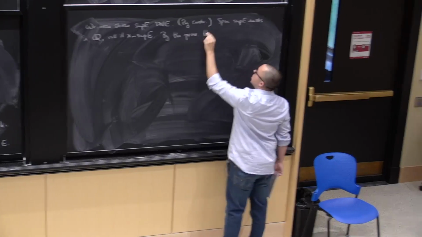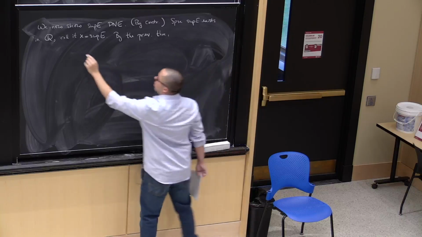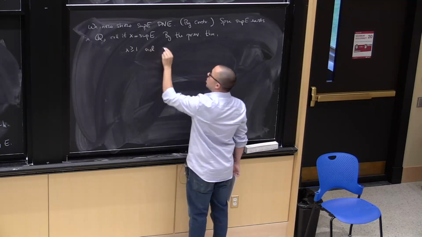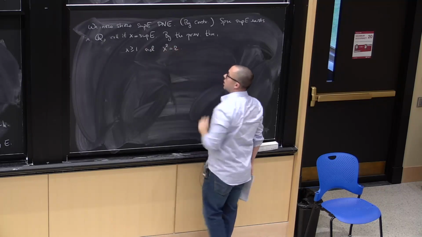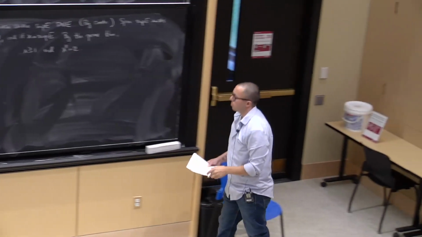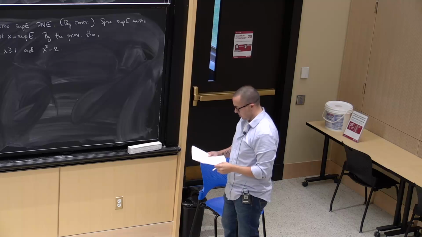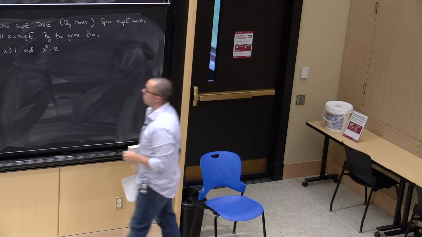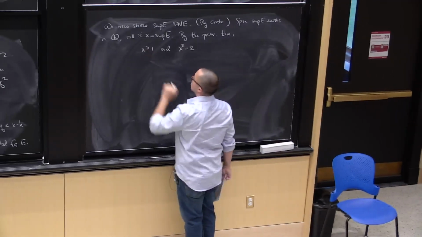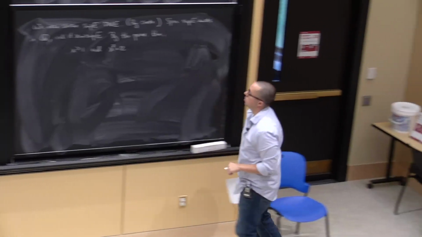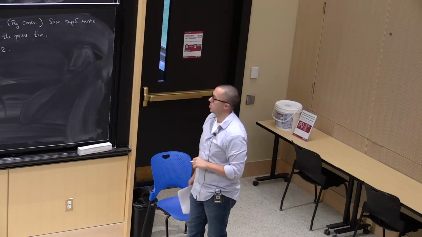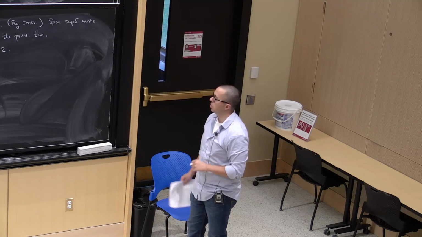By the previous theorem, X is bigger than or equal to 1, and X squared equals 2. Okay? In fact, X has to be bigger than 1. It cannot equal 1 because the square would give me 1, not 2. All right? So I can make that statement that X is in fact bigger than 1, not just bigger than or equal to.